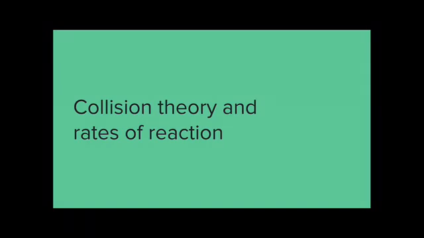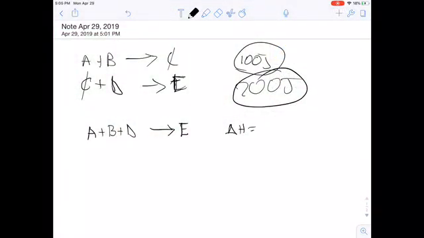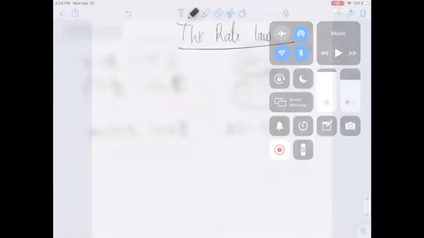So it's going to be 100 plus 200, which is 300 joules. And that's the idea of Hess's law.